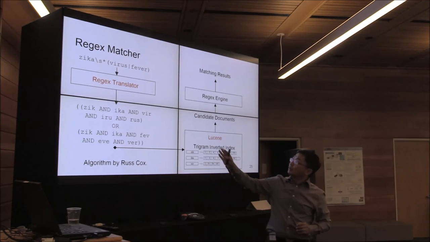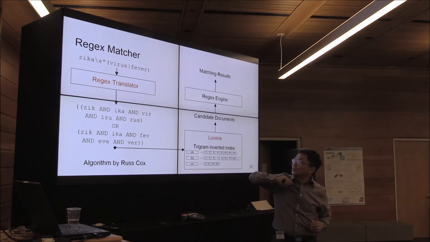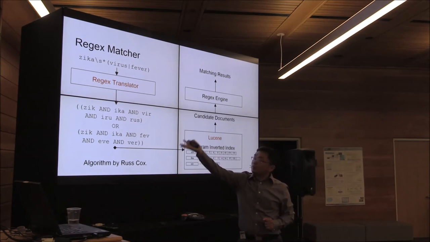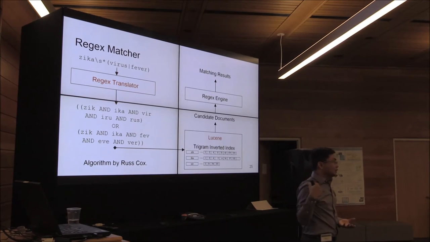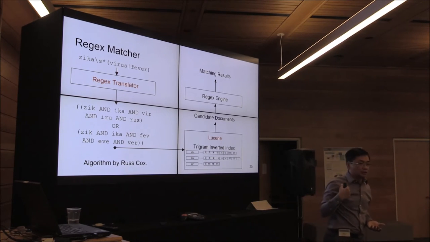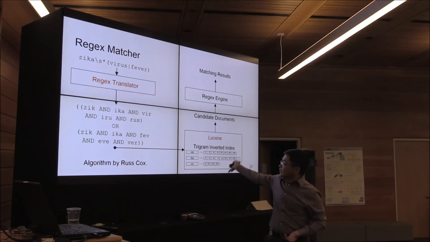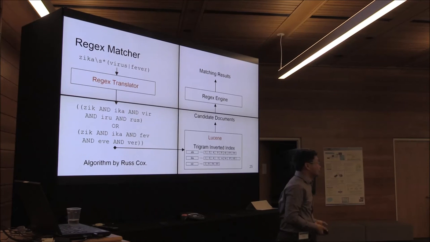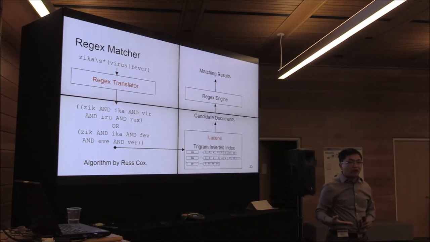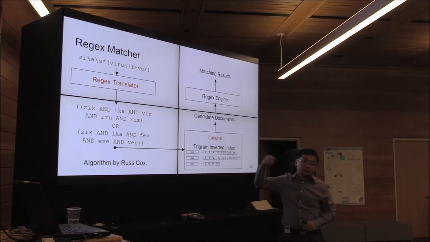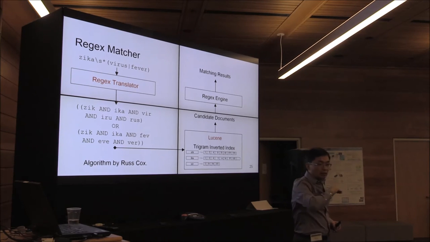So an example: for that regex expression, by going through the translator, we generate this Boolean expression, which is a disjunction of conjunctions. Then this Boolean query is pushed to this Lucene engine, which internally has an inverted index. That query is evaluated to give you candidate documents. And for every document, you run it through your automaton and do the final verification.